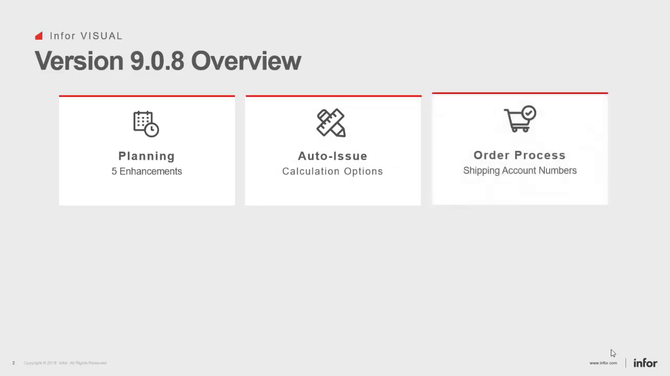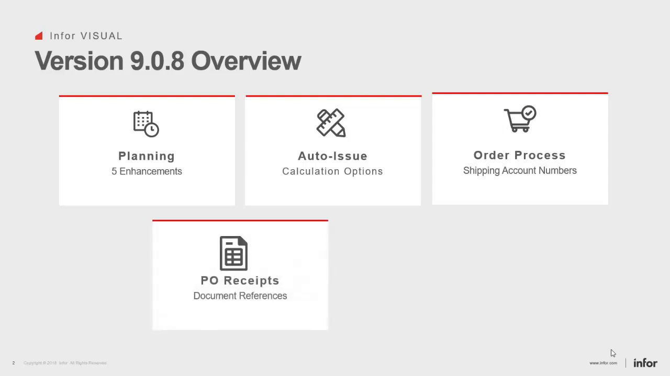We'll also cover shipping accounts being added to the order process. Then we'll move into document references for PO receipts. And finally, we'll look at the financial enhancements, including posting financials as well as a new report.